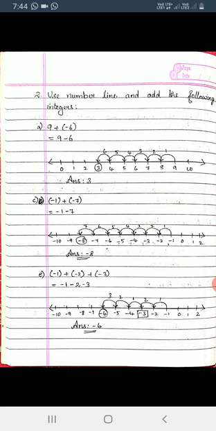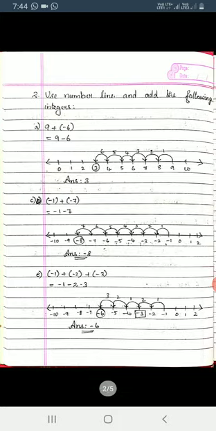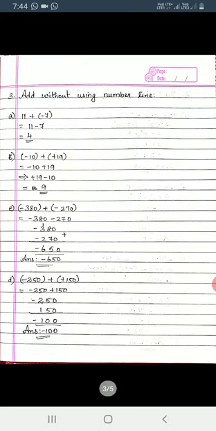Okay. Now, from there, what is the third number? It is minus 3 again. So, from the minus 3 on the number line, we are going to jump 3 times towards the left. And finally, where do we reach? We reach minus 6. So, that is the answer for minus 1, minus 2, minus 3. Hope you all understood this. We are moving to question 3.